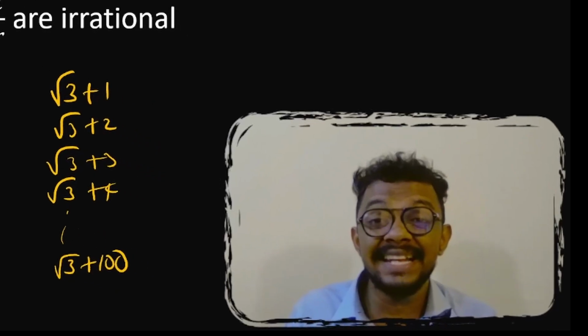So hope you understood what an irrational number is: a number which cannot be written in the form of p by q, where p and q are integers, q not equal to 0. So a number which cannot be written as integer by integer. Many examples are there, and I already gave you so many examples.